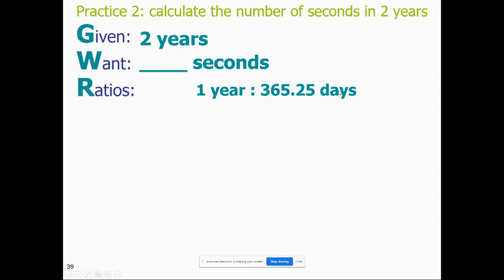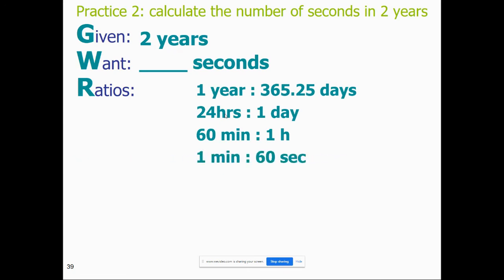So if we do that, we'll end up getting rid of years and we'll end up in days. Do we know how many seconds are in a day? I don't. So let's break this down a little more. We know that one day is 24 hours. So that gets rid of our days and puts us in hours. Do we know how many seconds are in an hour? Probably not. So let's break it down a little bit more. Well, we know that 1 hour is 60 minutes. And then we know that 1 minute is 60 seconds. So we're going to have to do these 4 steps to go from 2 years to seconds.